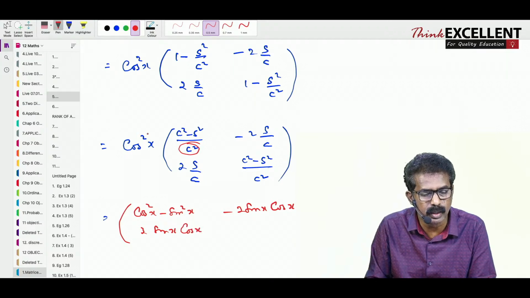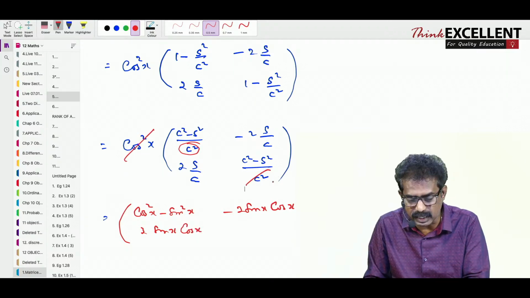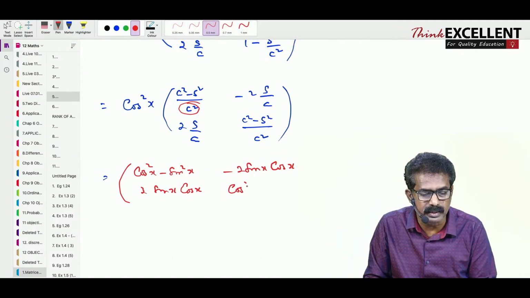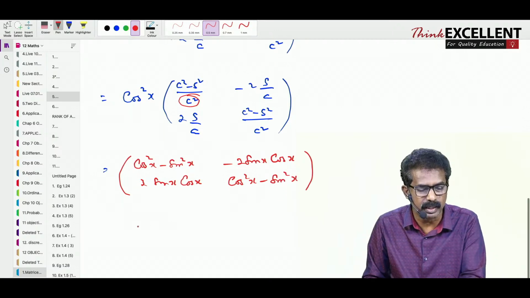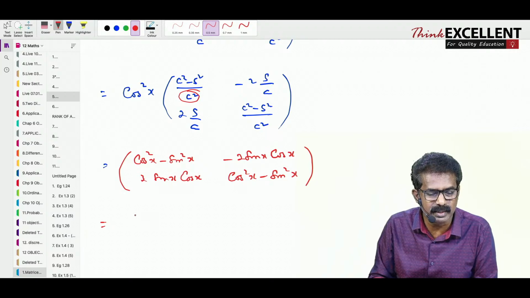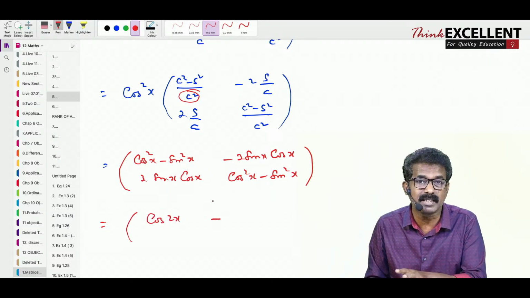And the last one, in the cos square x, cancel ஆயிரும். You are getting only cos square x minus sin square x. இப்போ ஃபார்முலா உங்களுக்கு தெரியும்னா அப்படியே ஆன்சர் எழுதிட்டு போகலாம். தெரியலனாலும் எழுதி வச்சிருங்க, ரைட்? Cos square x minus sin square x is what? cos 2x. Minus 2 sin x cos x is sin 2x.